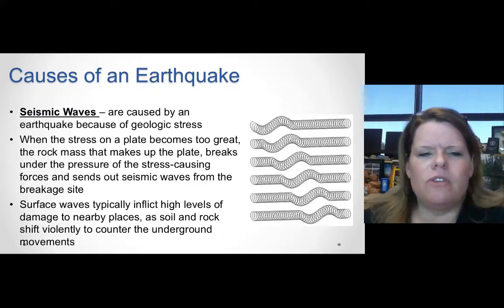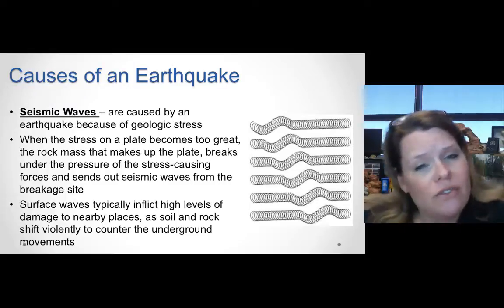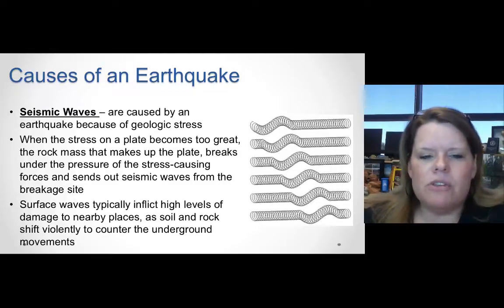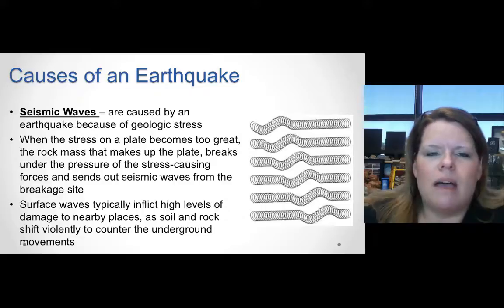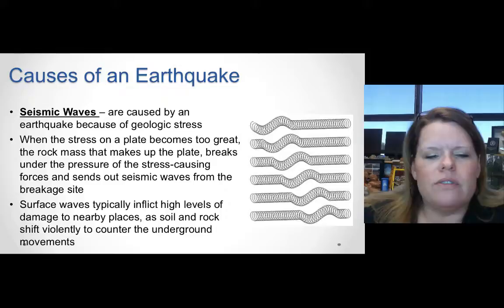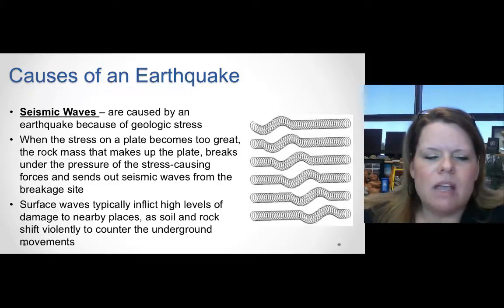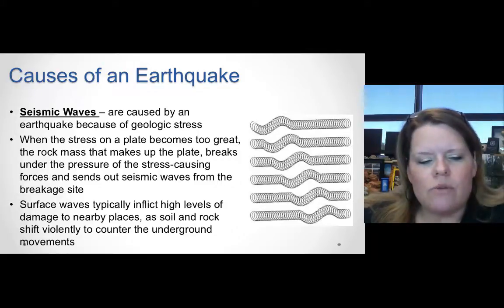So there are different types of seismic waves, and basically seismic waves are used by geologists to determine the type of geologic stress applied either inside the earth or on top of the earth. So when the stress on a plate becomes too great, the rock mass that makes up the plate breaks under the pressure of the stress-causing forces and sends out seismic waves throughout the body of the earth from the breakage site. Surface waves typically inflict high levels of damage in nearby places from the epicenter as soil and rock shifts violently to counter the underground movements.